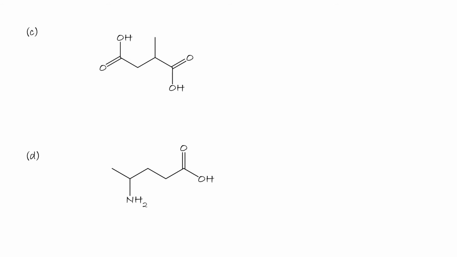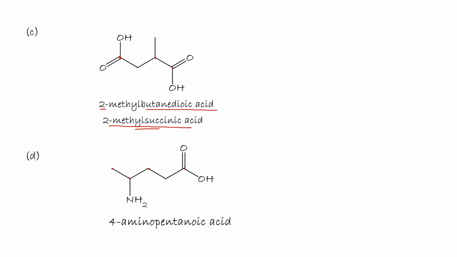For this compound we have here 1, 2, 3, 4. So it's butanedioic acid. On number 2 we have methyl, so it's 2-methylbutanedioic acid, or we can say 2-methylsuccinic acid. For this compound, 1, 2, 3, 4, 5, so it's pentanoic acid. On number 4, we have amino, so it's 4-aminopentanoic acid.